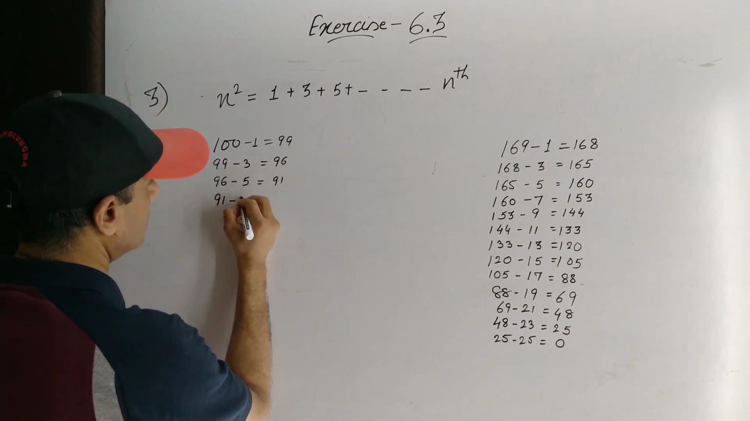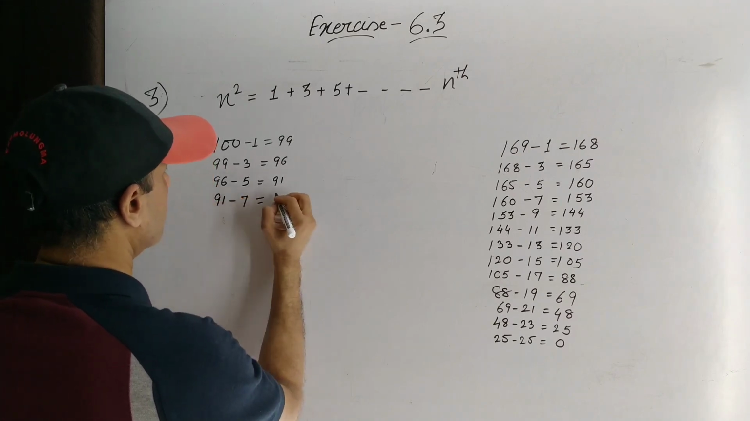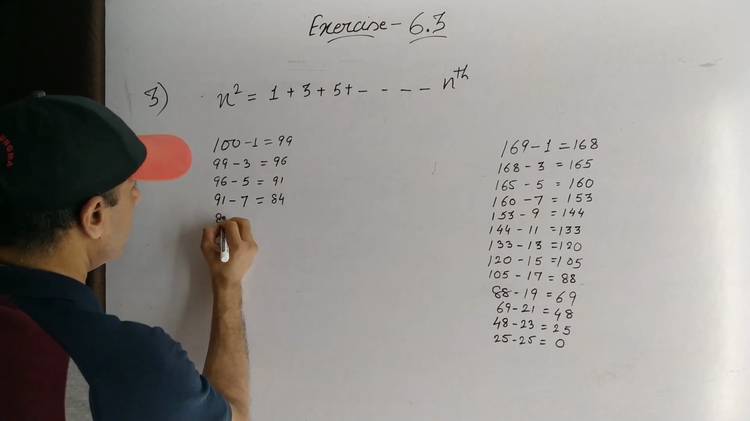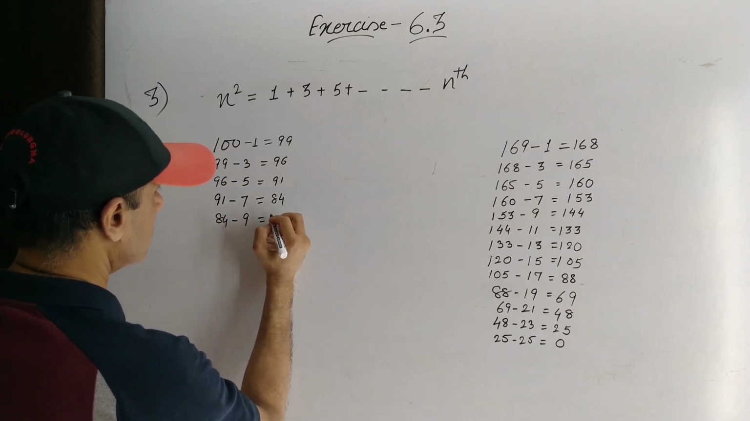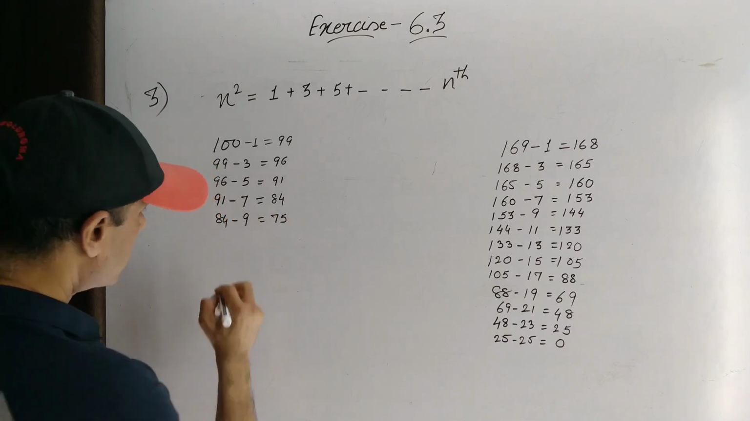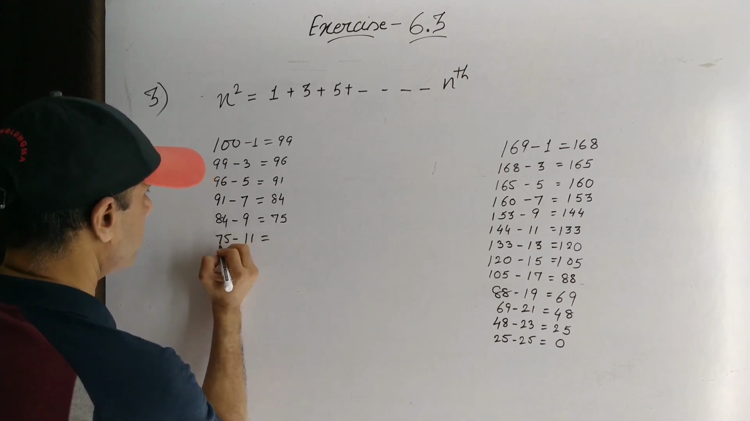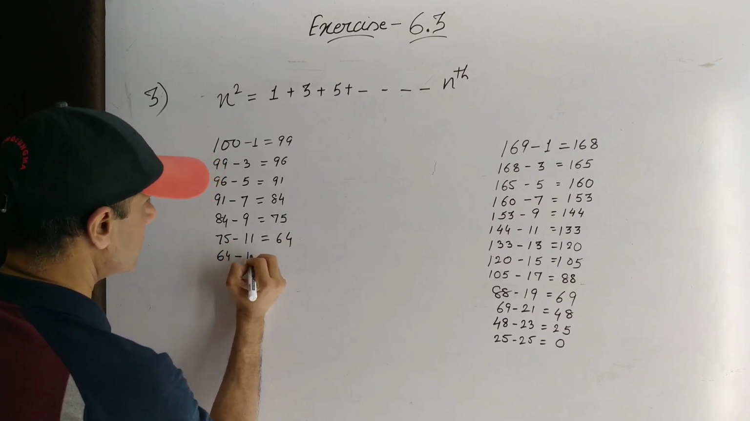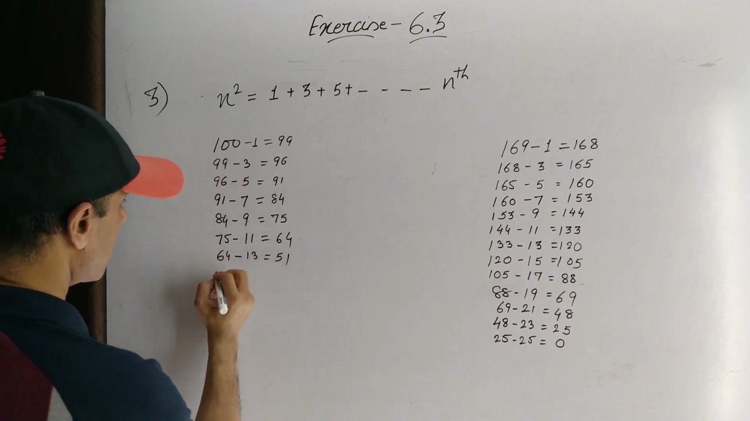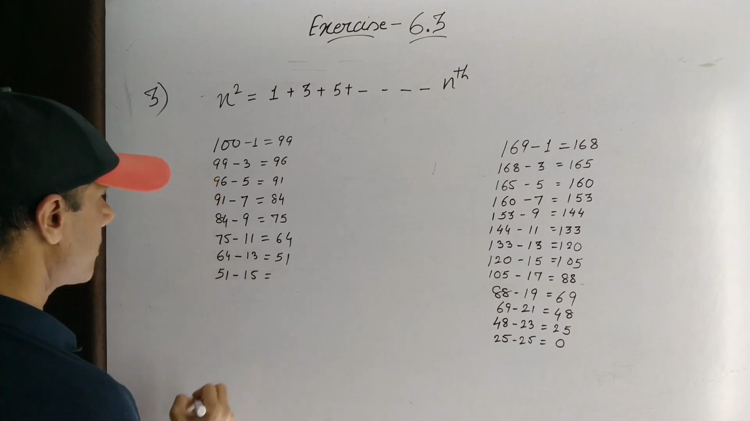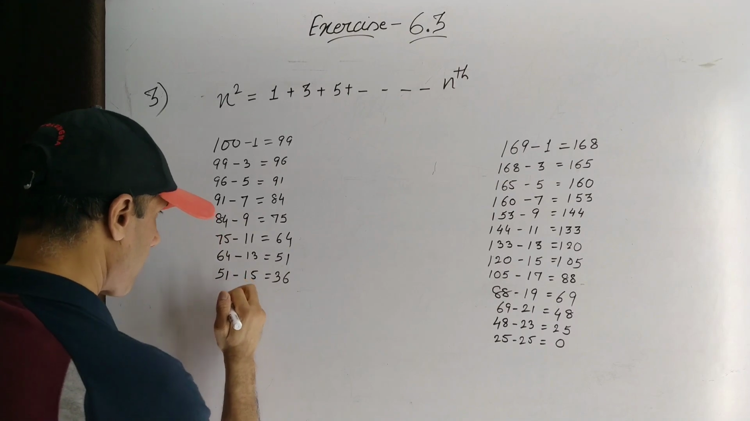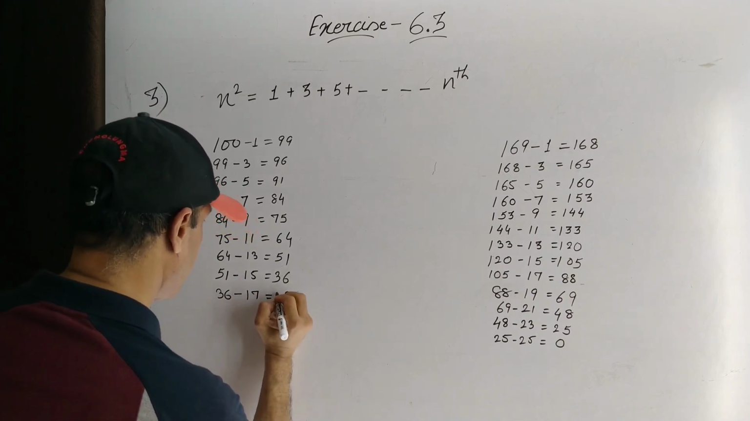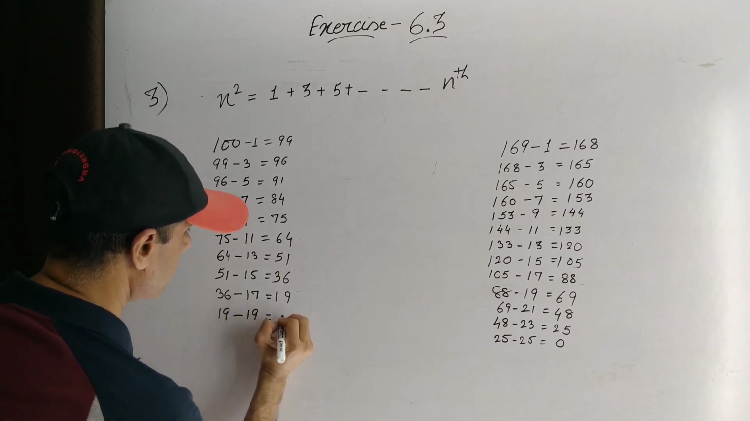From 91 subtract 7, so we'll get 84. 84 minus 9 is equal to 75. 75 minus 11 will be 64. 64 minus 13 will be 51. 51 minus 15 will be 36. 36 minus 17 will be 19, and 19 minus 19 will be 0.